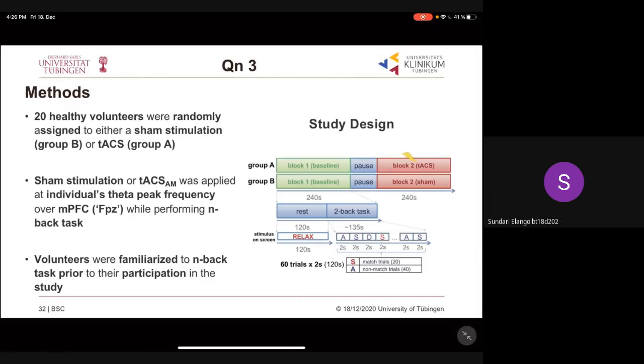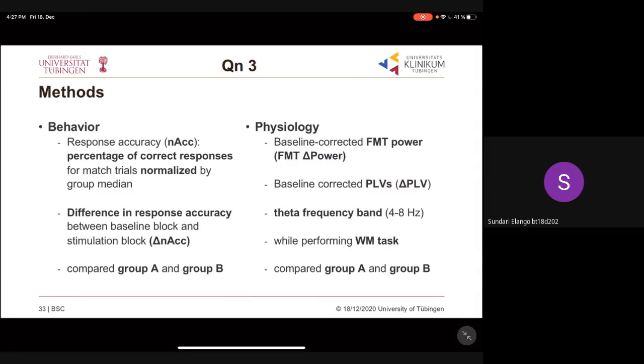In this study we had two groups. Group A received stimulation, and group B only received a sham stimulation. They were told that they would be stimulated, but actually no stimulation was applied. The site of stimulation was over the forehead, which is roughly above the medial prefrontal cortex. Their task was to rest for 2 minutes and then perform the two-back task for roughly another 2 minutes. Before the real study, the participants were familiarized with the task, and the data from this familiarization was used to find each individual's theta peak frequency, which was selected for the stimulation of each individual.